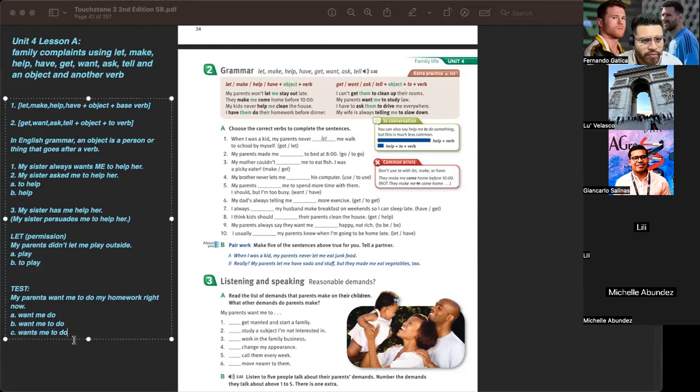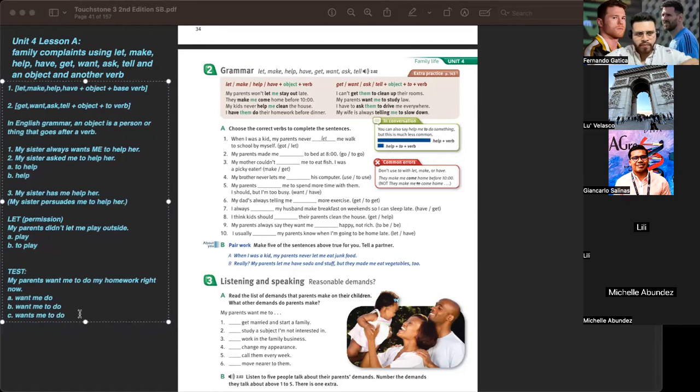Okay, another example from the test. Number 2. When I was a kid, my parents, blank, TV. A, didn't let me to watch. B, didn't let it me to watch. Or C, didn't let me watch.